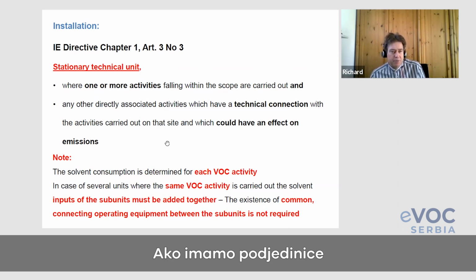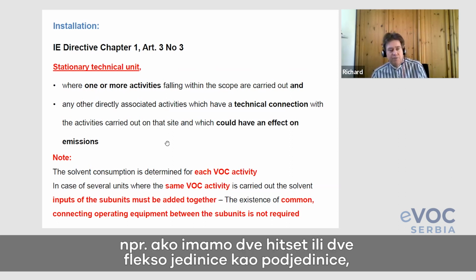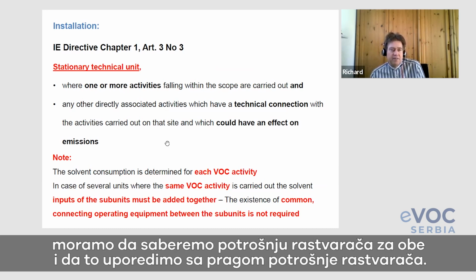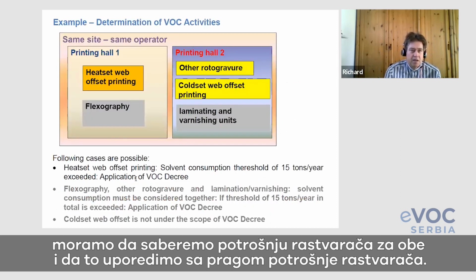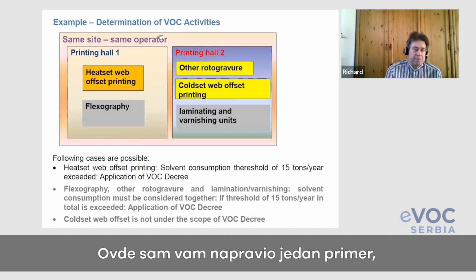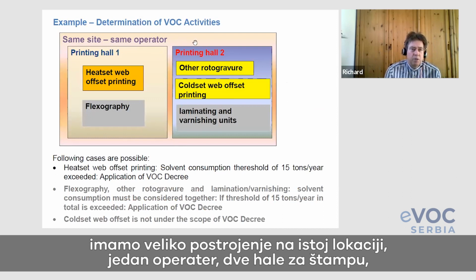If we have subunits, for example, if you have two heatset or two flexoprint installations as subunits, we have to add the solvents for both of them together and compare with the given solvent consumption threshold here in the VOC decree. I made an example for you. So we have a big installation. It's the same site, the same operator.